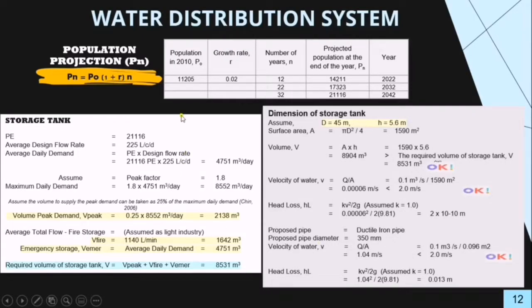Next, this is the water distribution system. This is the detail of the population projection. And the population equivalent for the storage tank is equal to 21,116. So the average design flow rate is 225 liter per capita per day. And then we assume the peak factor is equal to 1.8.